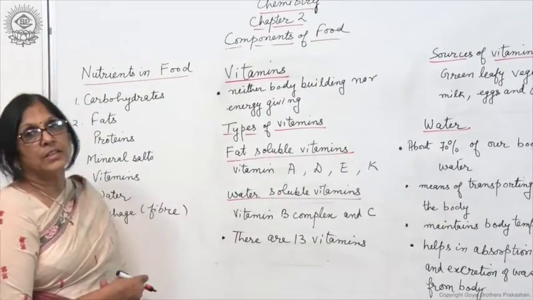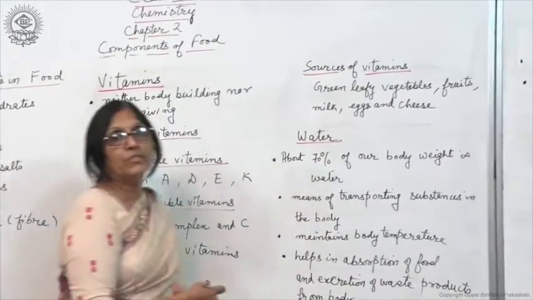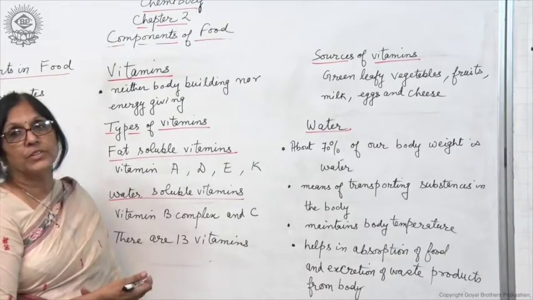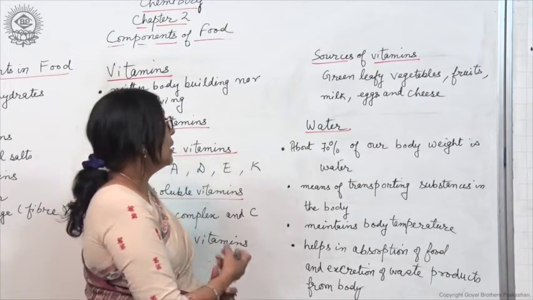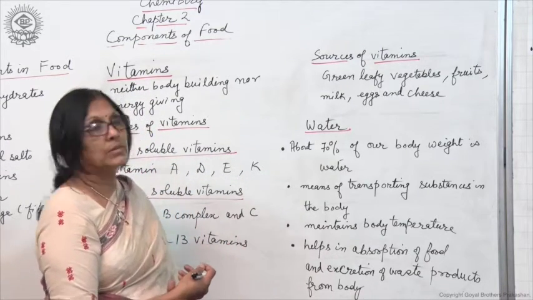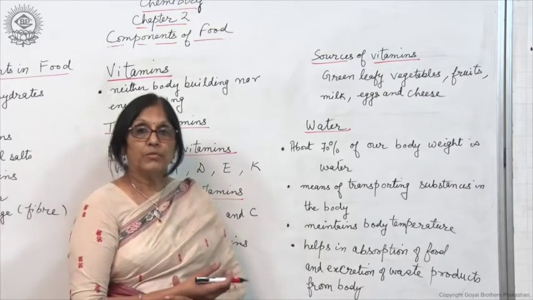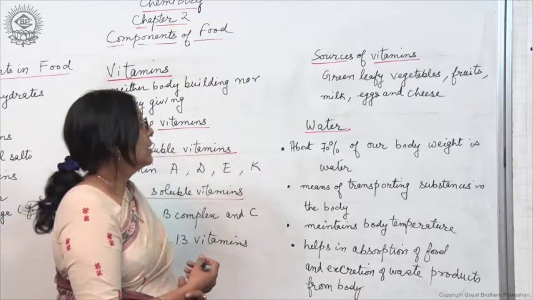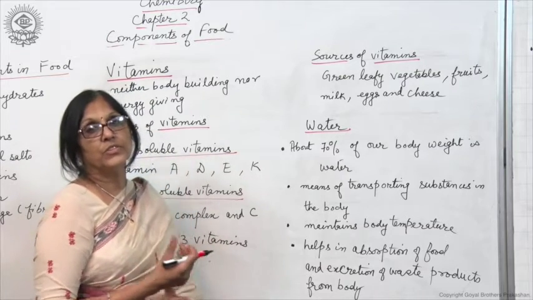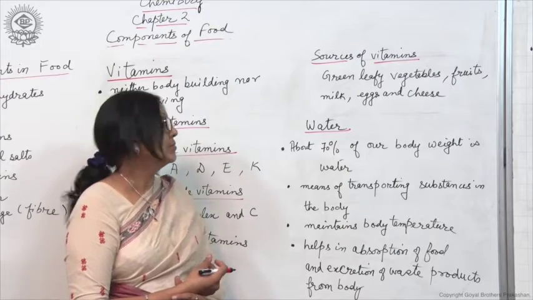Now, let us see what are the various sources of vitamins. These are green leafy vegetables and all sorts of fruits which contain various vitamins, then milk, egg and cheese. So, you need to eat a lot of leafy vegetables so that you get enough vitamins, and fruits also. Okay? Tell your mother to give you milk, egg and cheese so that you get sufficient amount of vitamins which are very essential for you all.